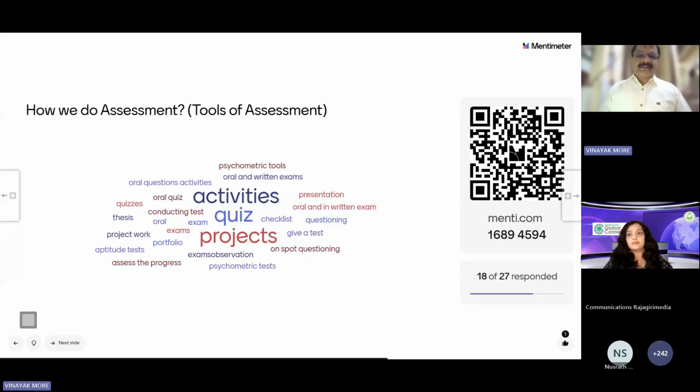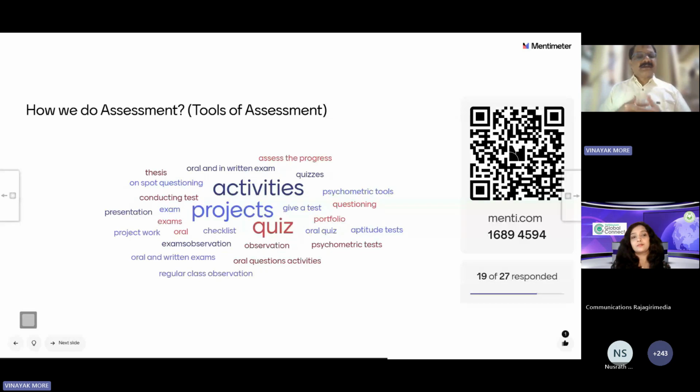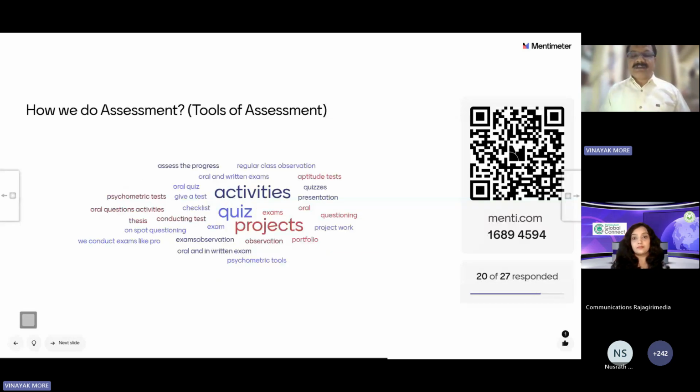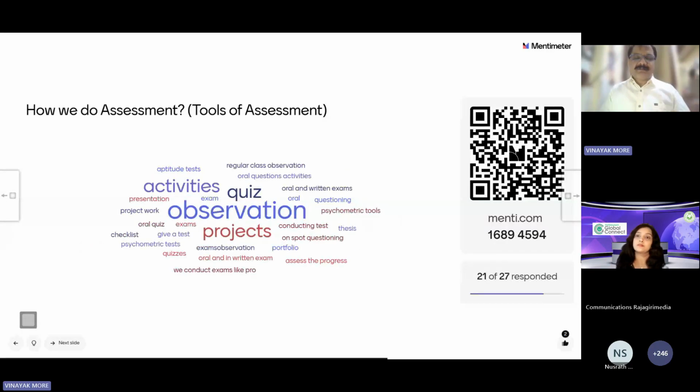Whichever tool you give, maybe an oral test, written exam, activities, projects, unit test, whatever you are giving, students are answering those, and there are two types of responses, or two types of data, we are getting. One is quantitative data and another is qualitative data. Quantitative data means, if we get the students' response and we are able to measure it in terms of numbers, then we can call it quantitative data.